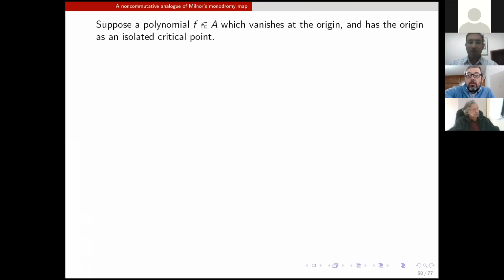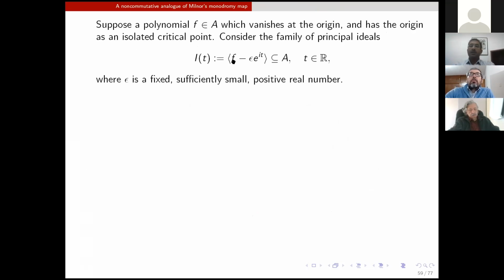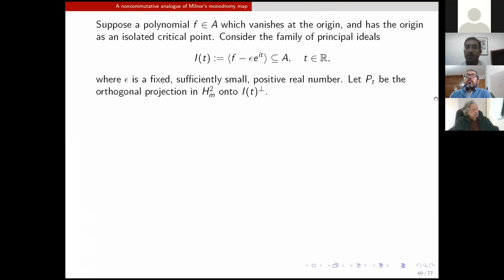So consider your Briscoe polynomial, and then consider the principal ideal generated by f subtracted from a very small positive number epsilon multiplied by e to the power of it. And then choose your favorite Hilbert space of analytic functions. So I have chosen this Drury-Arveson space, and consider the orthogonal projection onto I_t. So you have a family of principal ideals, so P_t is a family of orthogonal projections.